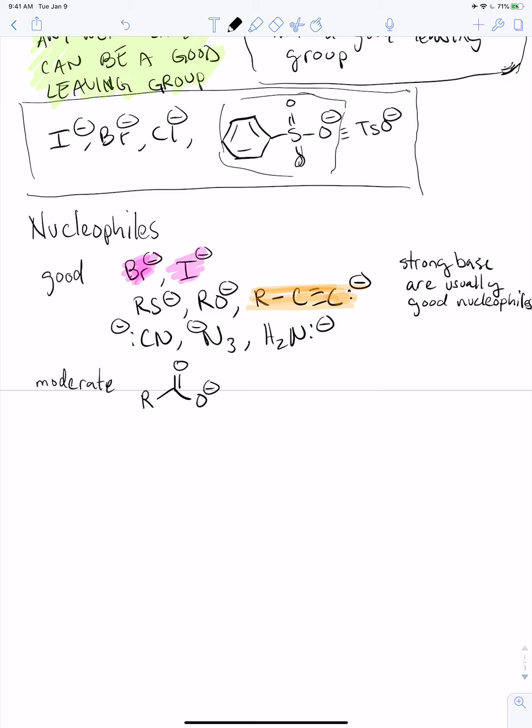Moderate nucleophiles are these. And then just straight up bad nucleophiles, things that are not super reactive as nucleophiles, are these.